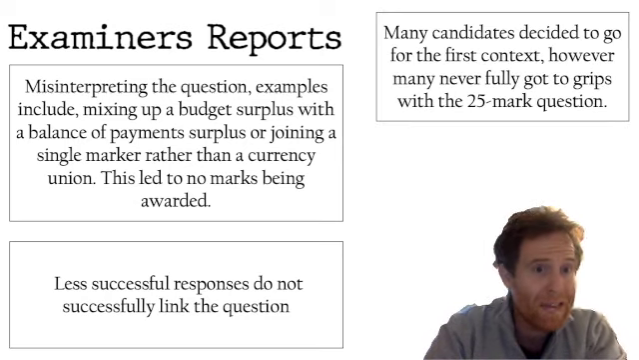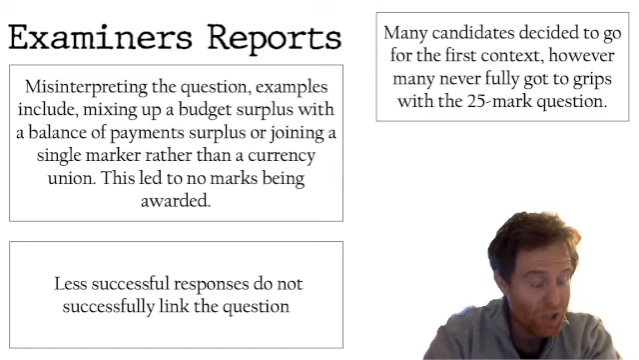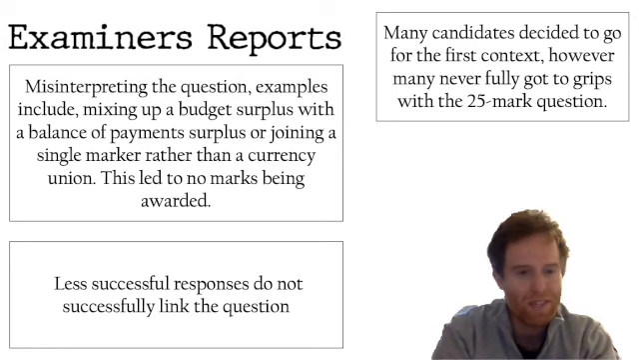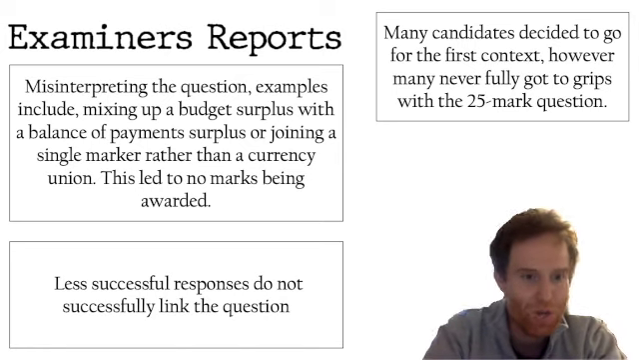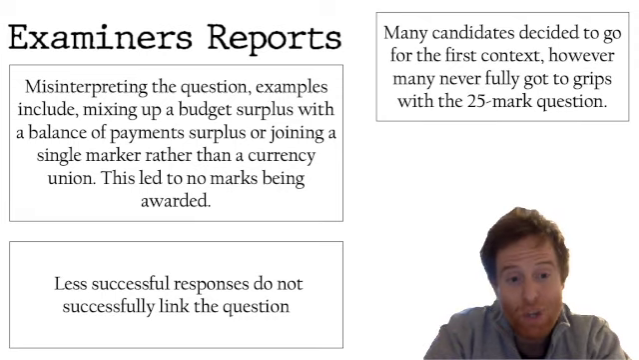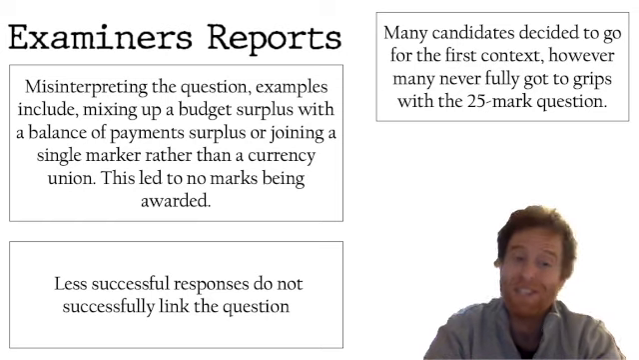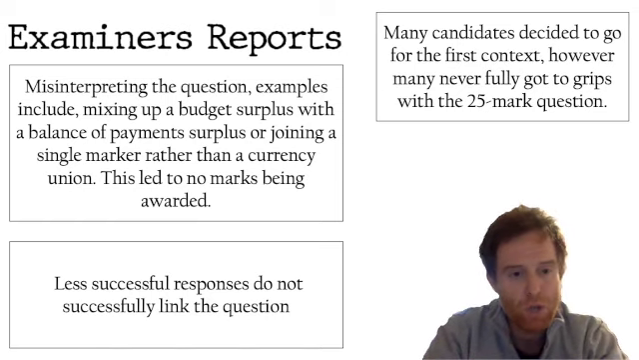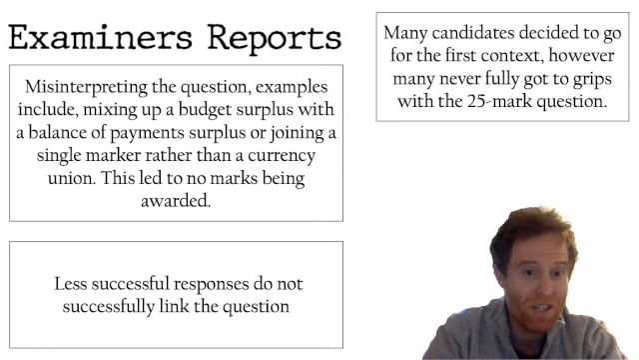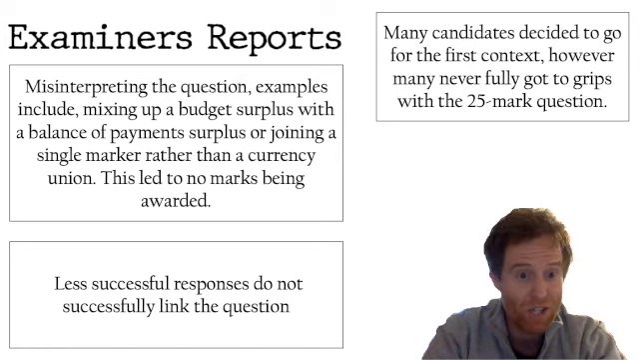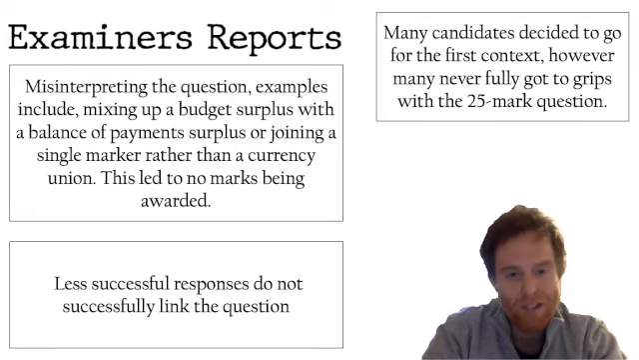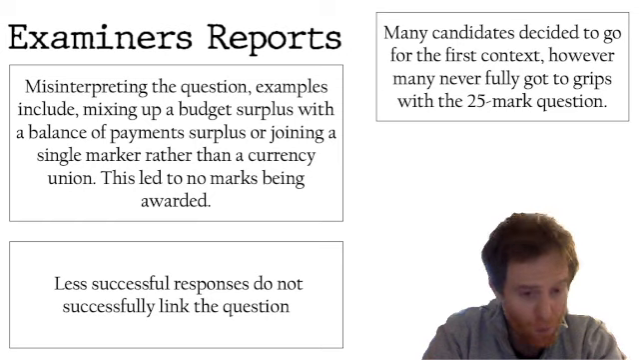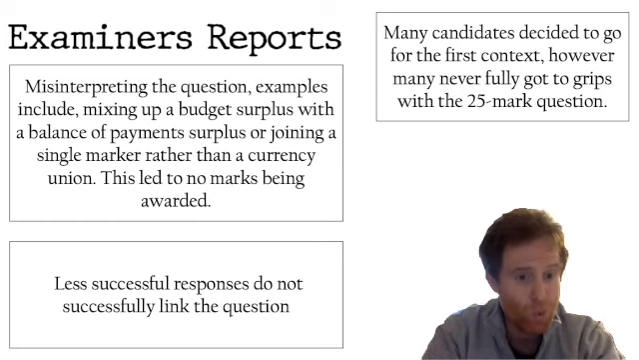Right. So many candidates decide to go for the first context. However, many never fully got to grips with the 25 mark question. So let me break that down. What sometimes students do is they'll read the first couple of questions and think, oh, I like the sound of this extract. They'll see the calculation question. They might see the 9 marker and they might just breeze over the 25 marker. But you have to remember, in year 2, and you're looking at section A and B, the 25 marker is the majority of your marks. So that should be the question that you fully acknowledge in terms of which extract you are going to choose.